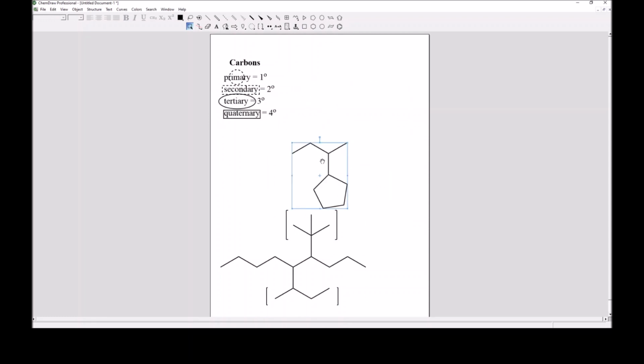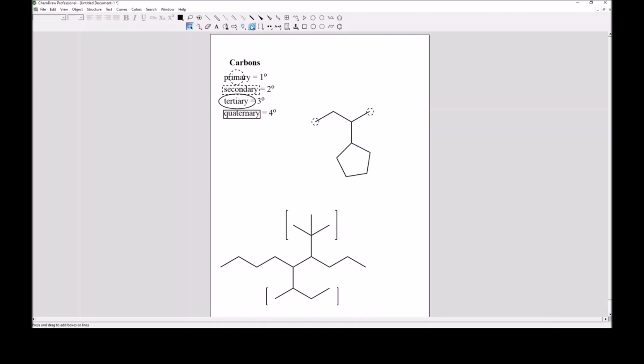Okay, and then we're going to drop this compound in. So this is the next compound that we want to look at. And let's go ahead and assign the carbons and the substituent. A primary carbon is one that is connected to one other carbon. So it's also a methyl group. Remember that primary carbons and methyl groups are the same thing.